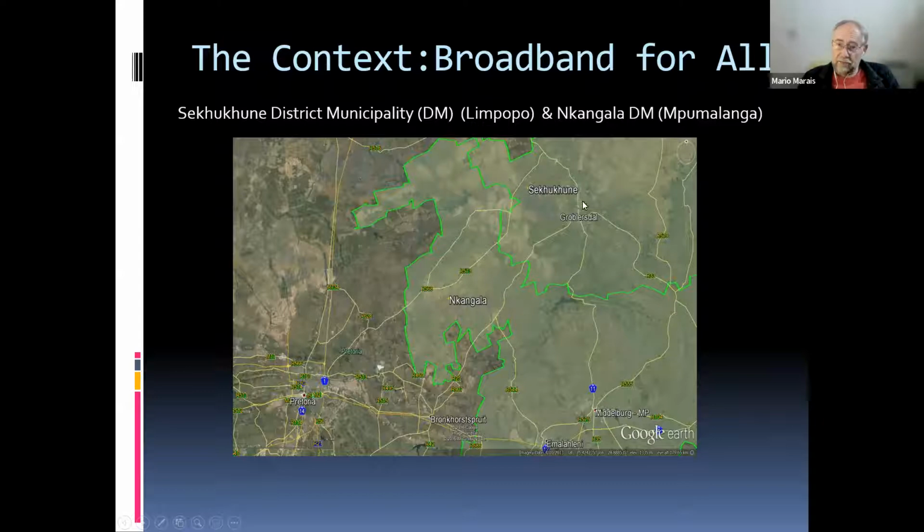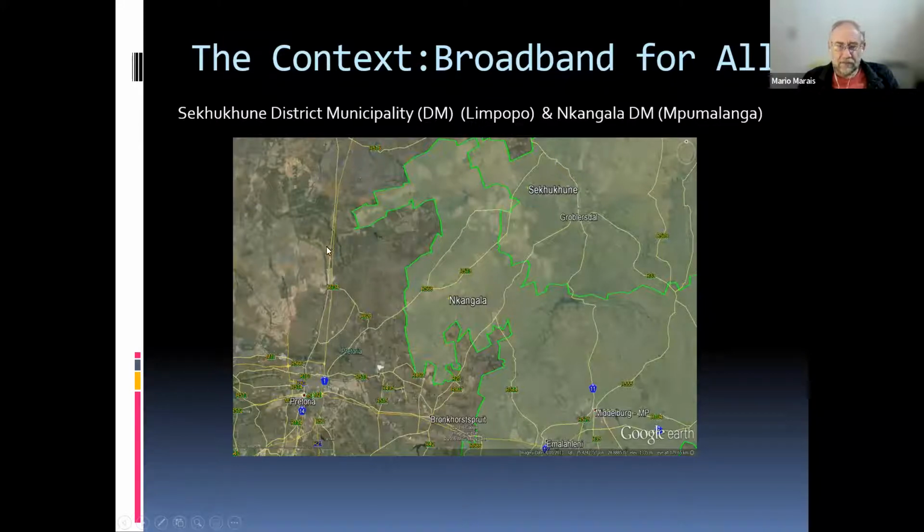And this is the border to Limpopo. So this Sekhukhune district municipality is in Limpopo. This area here is a rich orange producing area. And so you've got lots of farming around this area. So we were working in this part.